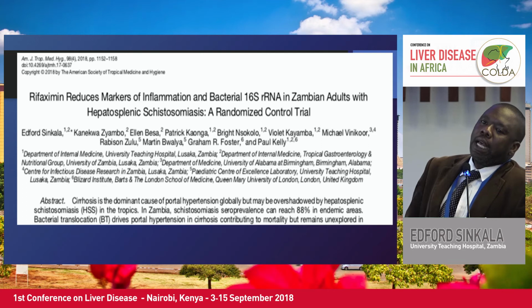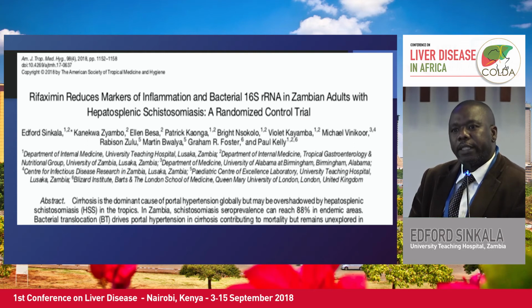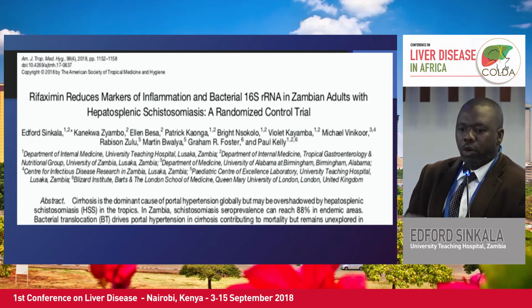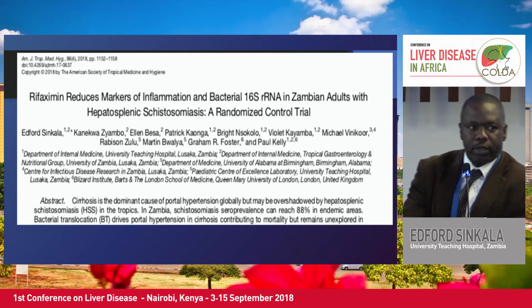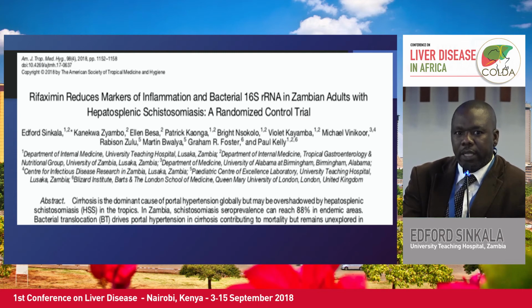So then we went on to do a clinical trial to see if, yes, the translocation is occurring from the gut. We designed a study using rifaximin. This was a clinical trial using rifaximin. Like I said, rifaximin is a non-absorbable antibiotic, meaning we wanted to reduce the bacterial load in the gut and see if the markers that we saw in the case-control study and the other two studies were actually going to go down. This clinical trial ran for about 42 days.